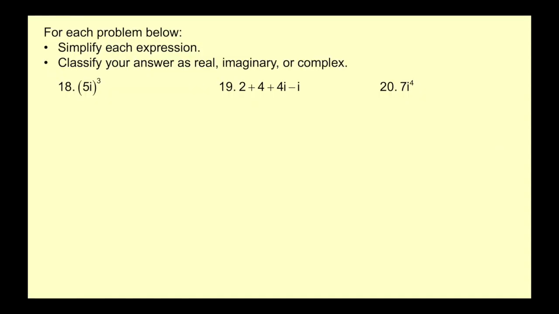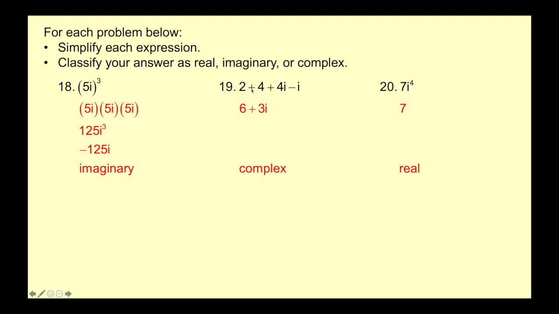So now we're going to do a little bit of simplifying for these problems, and we do want to classify our number as being real, so that's if there's just a real number, imaginary if there's just an imaginary, or if you have both, then it's going to be considered complex. So for 18, we want to think of that as being 5i times 5i times 5i. 5 times 5 times 5 is going to be 125. i times i times i is i to the third. Since i to the third is the same thing as negative i, we've got 125 times negative i, which is negative 125i. Because this only has an i in it, this is going to be considered imaginary.